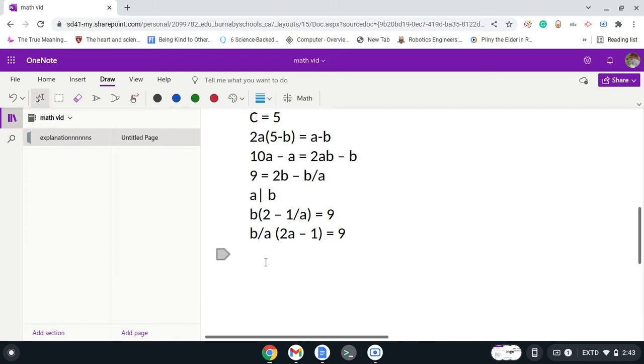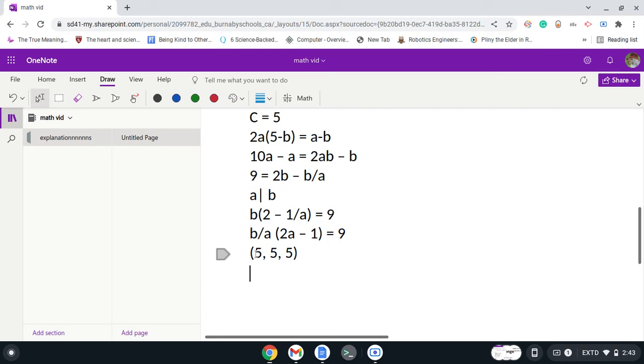So if b over a is equal to 1, we have that 2a minus 1 would be equal to 9, which means that a would be 5. And b must also be 5. So the triple 5, 5, 5 works.